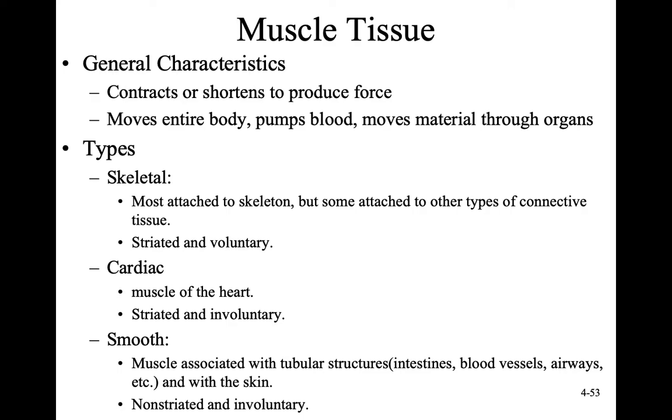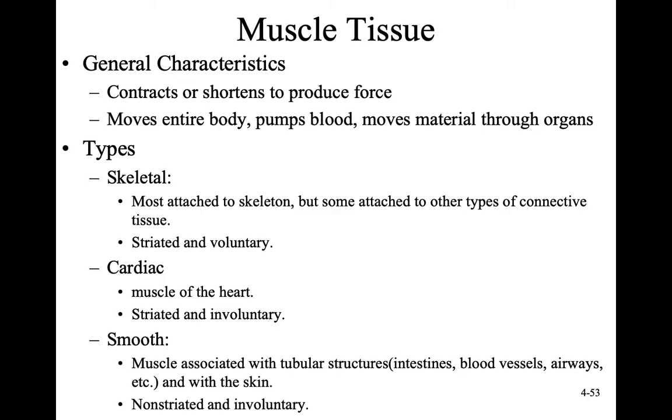Now we're going to cover muscle tissue. Muscle tissue's general characteristic is that it will shorten or contract to produce force. Most of us think of our skeletal muscles, the ones that attach to the skeleton itself and move our body around. Other types are cardiac muscle, which helps to pump blood, and smooth muscle, which helps to move material through organs.